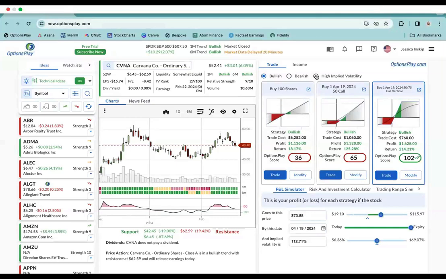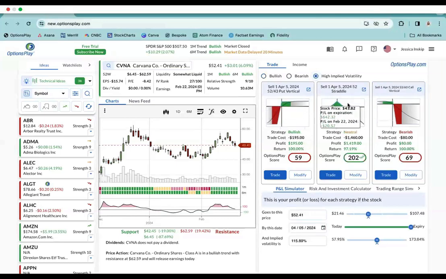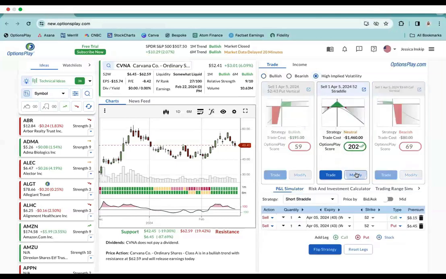All right, so the way I would do this is high implied volatility. We'll start with the straddle. I would just modify this, always put it on the midpoint. These are sell, so let's go ahead and buy. And you want the closest expiration possible. So the closest expiration possible with this is tomorrow.